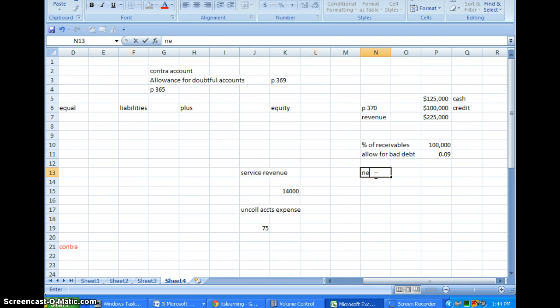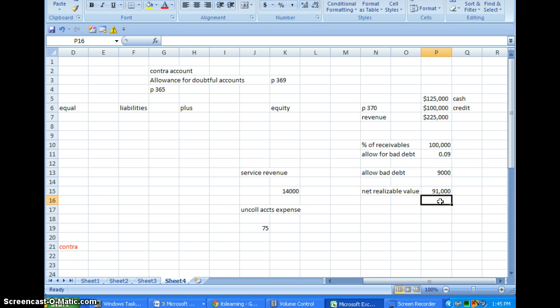So what we do is net realizable value. What is the real value of our accounts receivable? Is it 100,000, even though we know 9% of the people are not going to pay, or is it something different? So what we do is we take 100,000 times the 9%, and we know that $9,000 is going to be the contra account. Allowance for bad debt is $9,000. So the net realizable value is going to be equal to 100,000 minus the allowance for bad debt, 9,000. $91,000 is the real value of our accounts receivable.